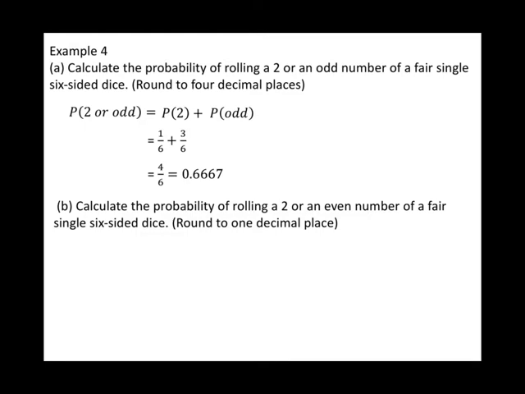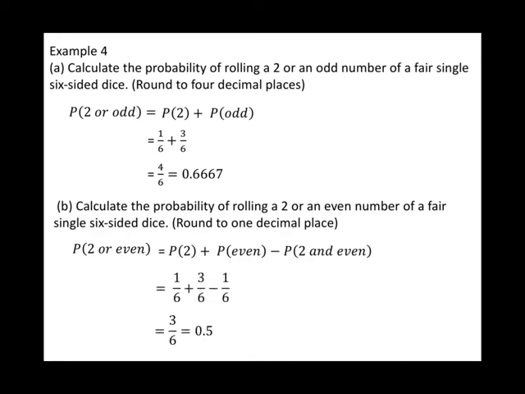Okay, B. Calculate the probability of rolling a 2 or an even number on a fair single six-sided die. So you have a 2 and an even number. Even number is talking about 2, 4, 6, right? So you can see the 2 and then the 2 here for the even number. They do have an intersection, and this is going to be not mutually exclusive. Okay, figure out what this number is. Check your work. You should get 0.5 here.